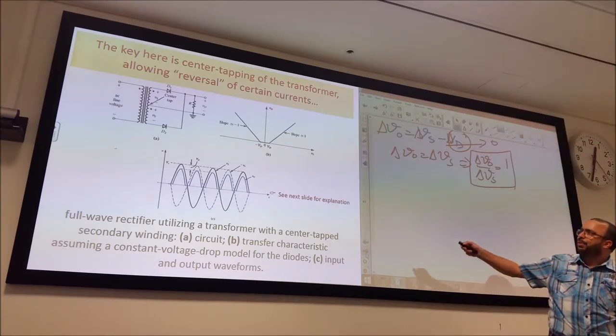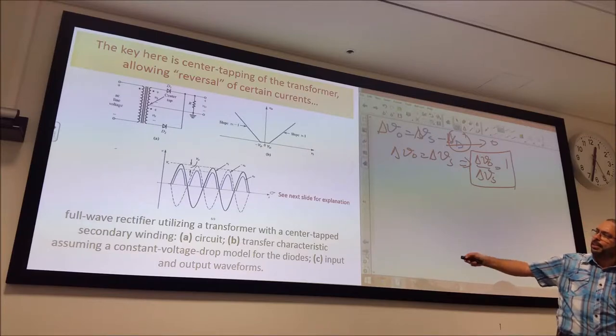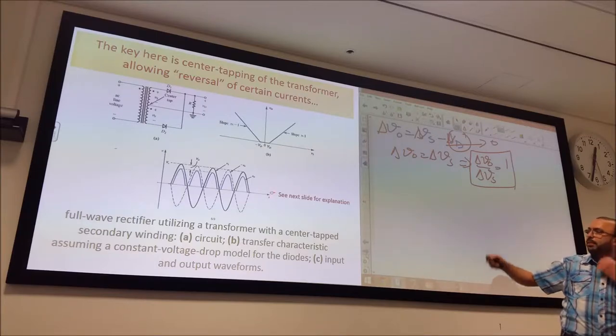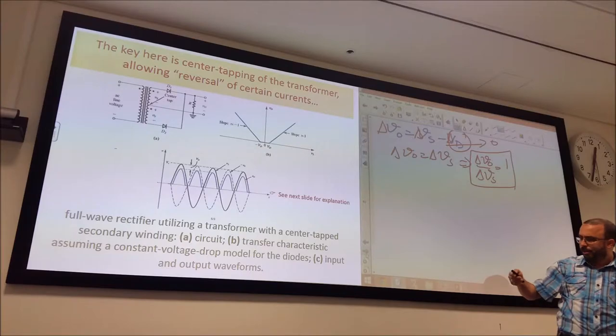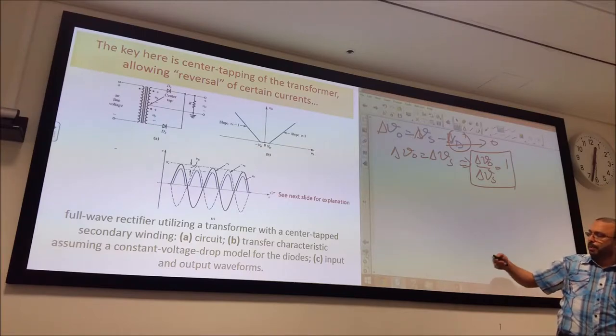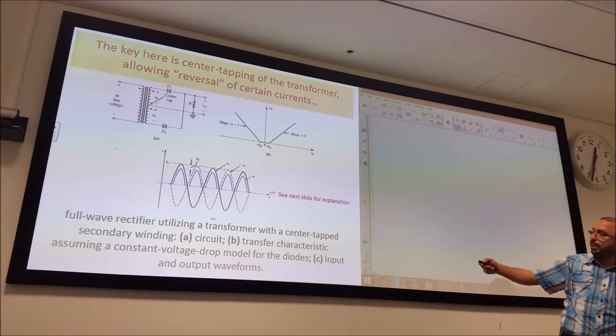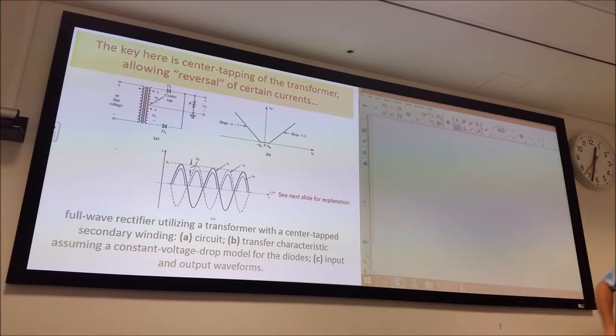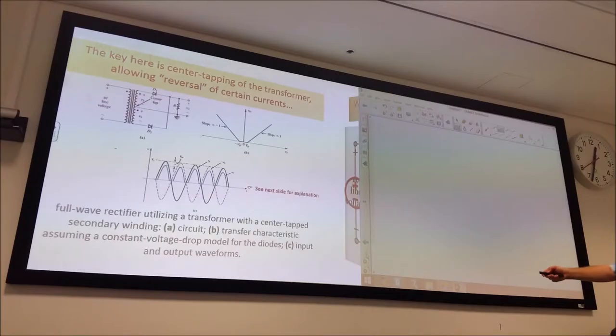Always the rectifier, you have to look at the transfer characteristic. And of course, the time domain, or the time curve of the input and output too, because that's what you're gonna see. And that's what we are going to see later as well, okay? So let's go back to our slide.